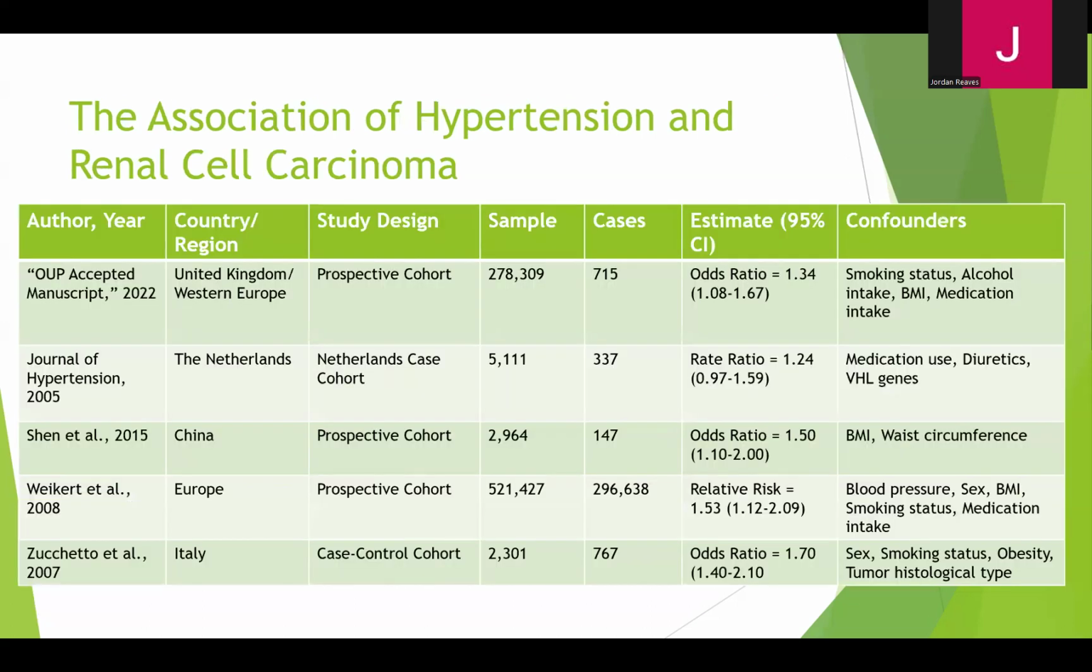So for the association of hypertension and renal cell carcinoma, I chose 5 articles, from a wide range of countries, China, Europe mainly, which have high incidence rates. The study designs I used were prospective, case, and case control cohort, with a wide range of sample sizes, and relatively speaking, all of my estimates were about the same, or further showed the association of hypertension with renal cell carcinoma. Some confounders I found that were pretty common were smoking status, BMI, alcohol intake, sex, so being male, and then some least common ones would be blood pressure, obesity, waist circumference, VHL genes, diuretics.